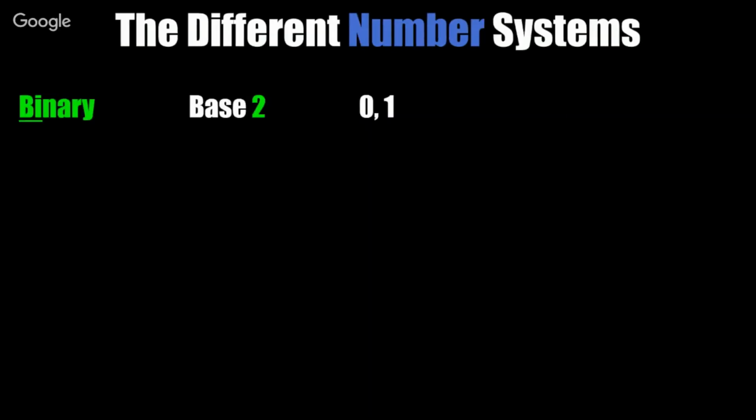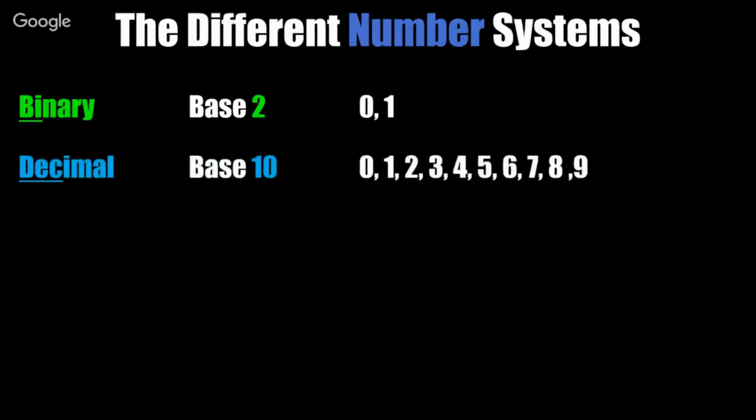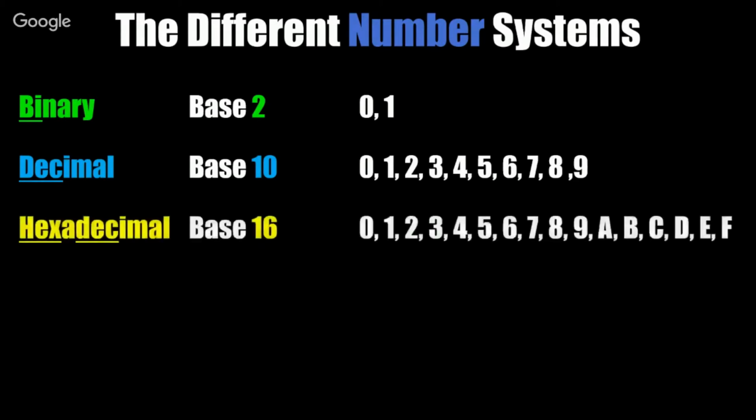There are three number systems we'll look at. The first is binary, or base 2. It only has two digits, 1 and 0. The next is the decimal system, or base 10. It uses the digits from 0 to 9, so it has 10 digits. Humans typically use the decimal system, and it's the system we're taught in elementary school. Finally, we have the hexadecimal system, or base 16. It uses the digits from 0 to 9 and letters from A to F. That gives it 16 digits.